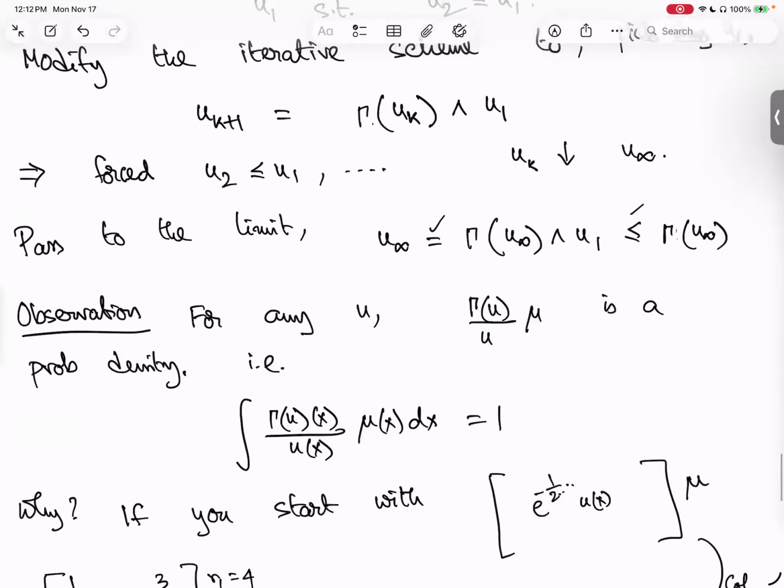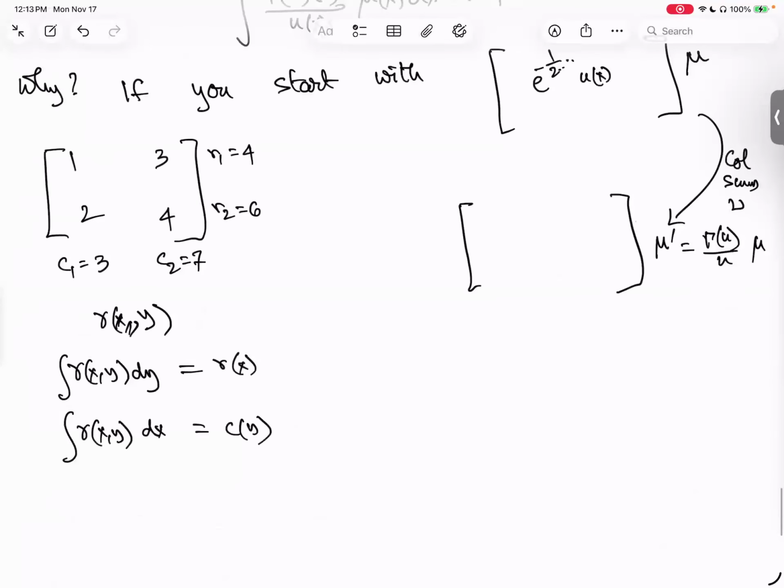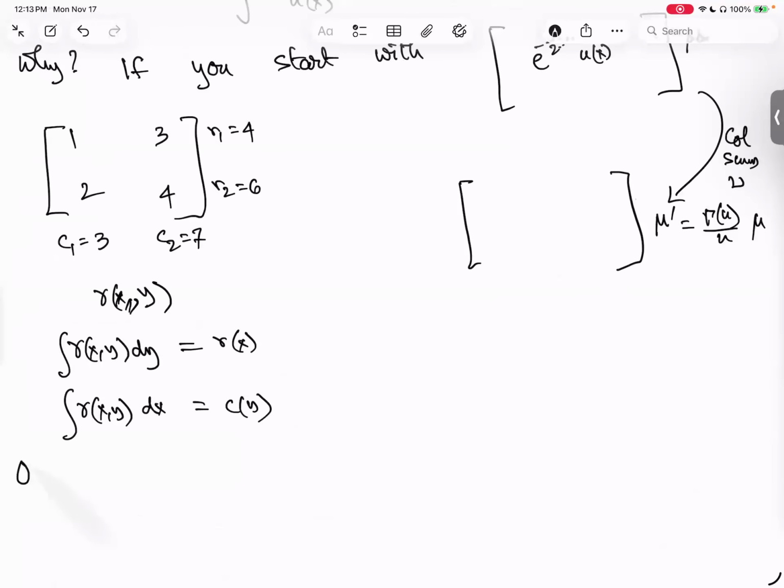Now, once you have this observation, and once you have this property, u infinity is less than or equal to gamma infinity. And now it actually immediately follows that u infinity must also be equal to gamma infinity. Why? So now my final observation is that u infinity is less than or equal to gamma of u infinity.